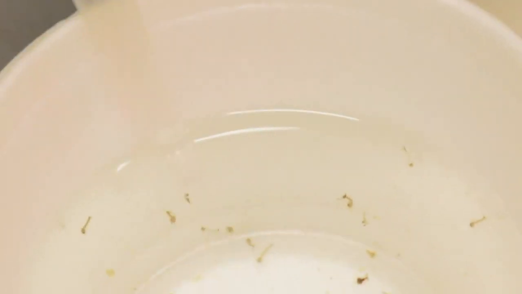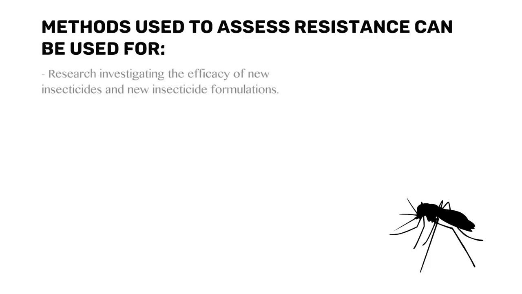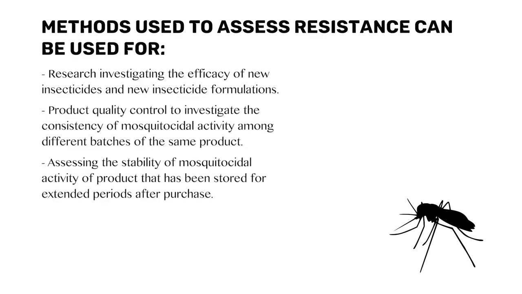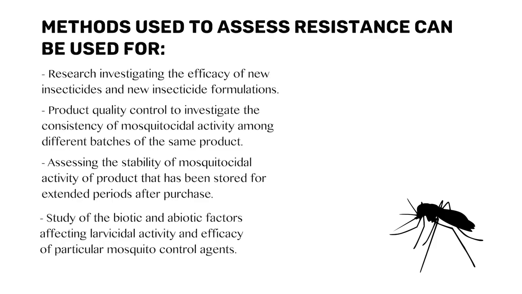In addition to resistance management and susceptibility monitoring, the methods that are described in this video can be used for research, investigating the efficacy of new insecticides and new insecticide formulations, product quality control to investigate the consistency of mosquitocidal activity among different batches of the same product, assessing the stability of mosquitocidal activity of product that has been stored for extended periods after purchase, and last, study the biotic and abiotic factors affecting larvicidal activity and efficacy of particular mosquito control agents.